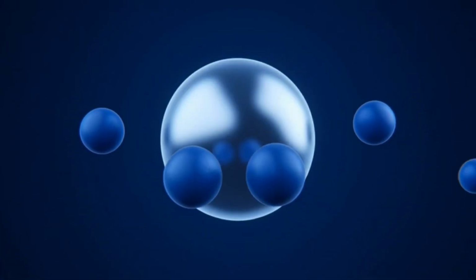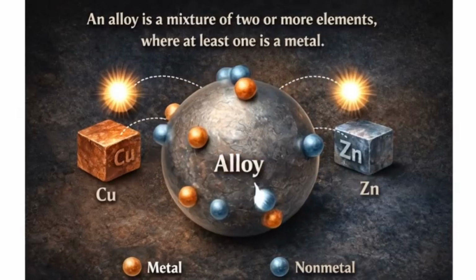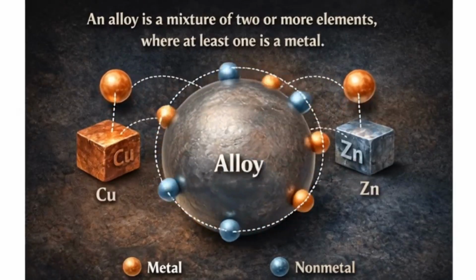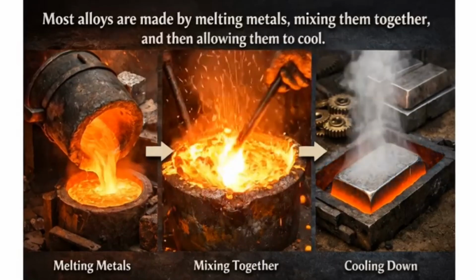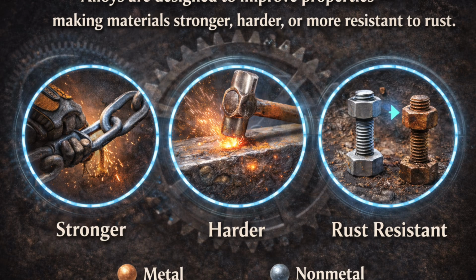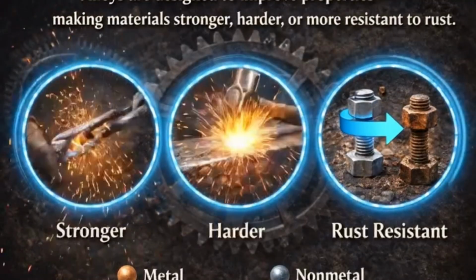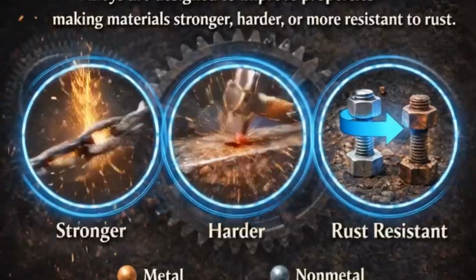Finally, let's talk about alloys. An alloy is a mixture of two or more elements where at least one is a metal. Most alloys are made by melting metals, mixing them together and then allowing them to cool. Alloys are designed to improve properties, making materials stronger, harder, or more resistant to rust.